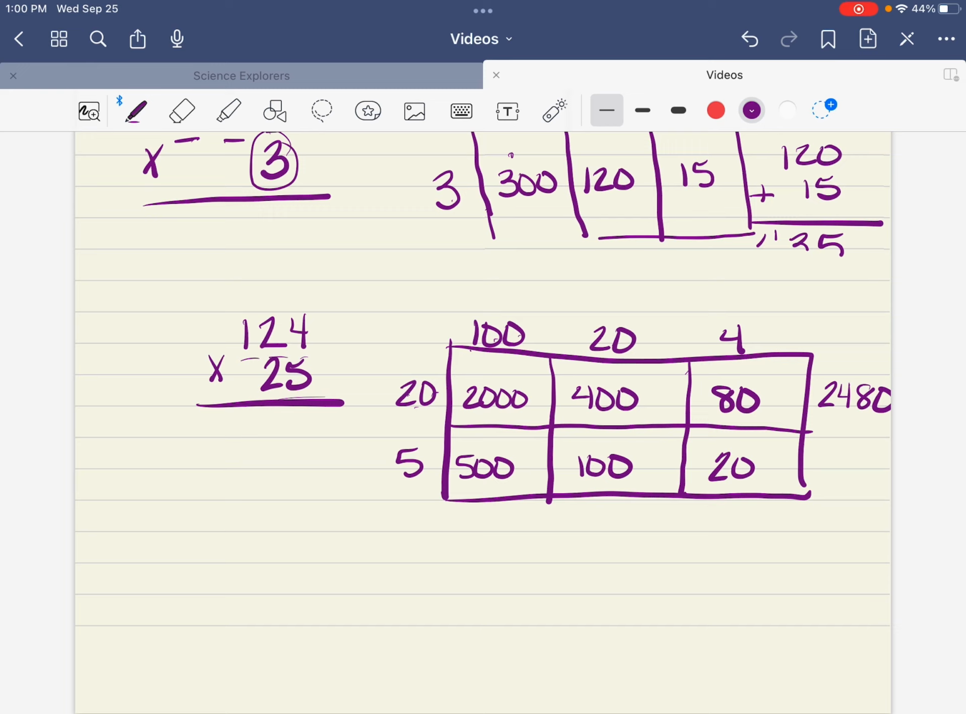Plus 620. So 0, 8 plus 2 is 10. Carry my 1. 6 plus 4 is 10, plus 1 is 11. Carry my 1. 2 plus 1 is 3. So a grand total of 3,100. All right, so that's just a quick review on the box method or area model.